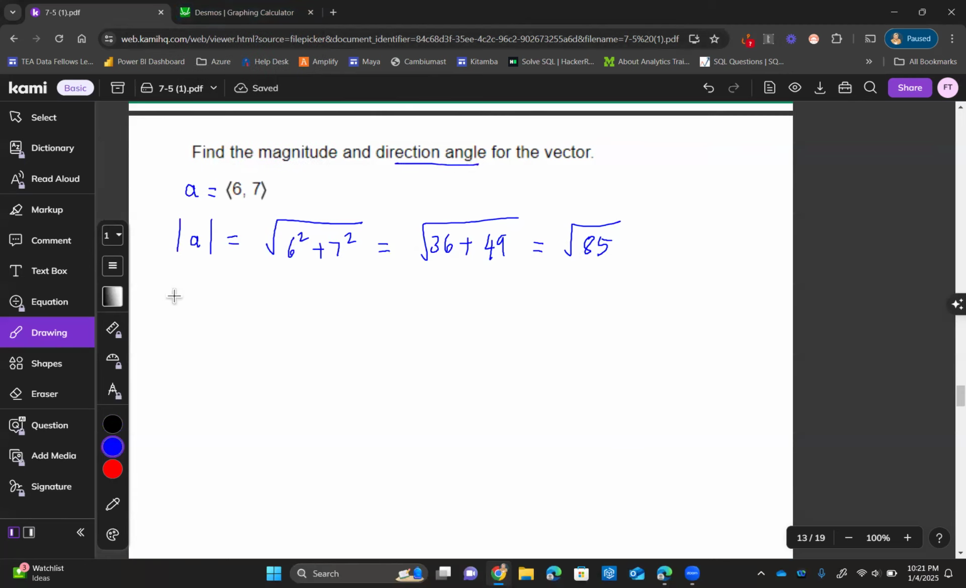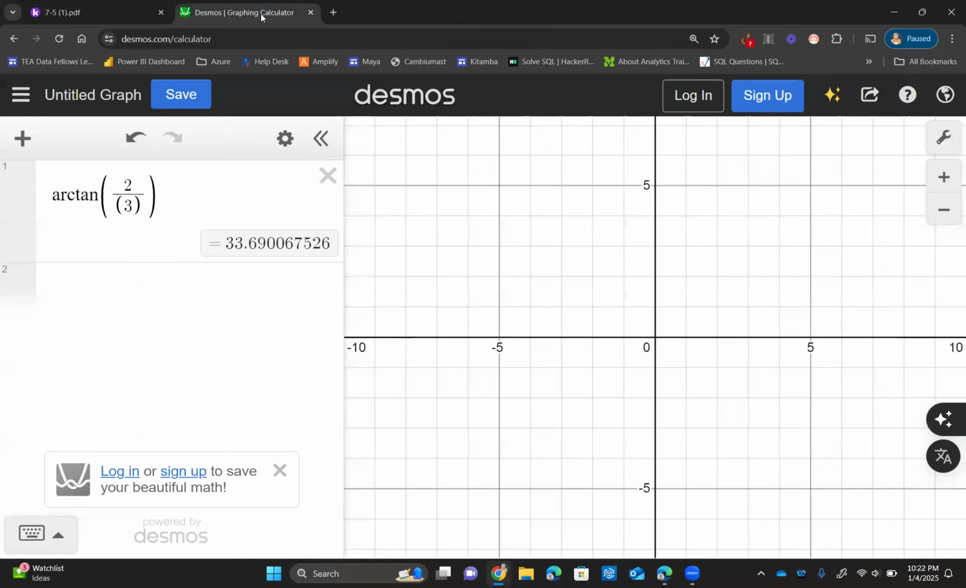Now for the direction angle, tangent of theta will be equal to b over a. So in this case, it's 7 over 6. Since this ratio is not something I can recognize in my head, I have to use a calculator. So for theta, I need to type on my calculator arctan of 7 over 6. So it tells me that the angle I'm looking for is 49.4.